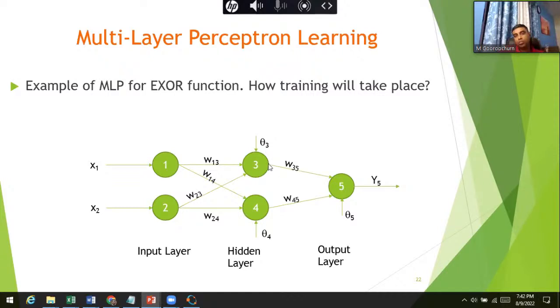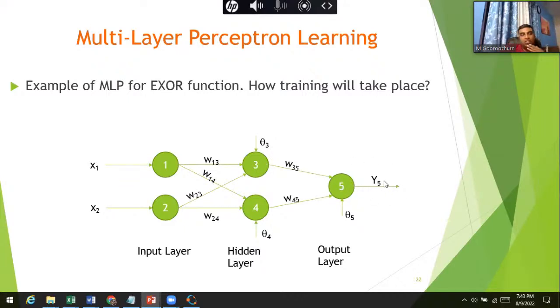But Y3, of course, becomes the input to neuron 5. So you will take Y3 times W35. You will take Y4 times W45 minus theta 5, activate to get Y5. So activation starts from the left, goes forward. You find the weighted sum minus the threshold, activate using the activation function, get your output and feed forward until you reach this level.